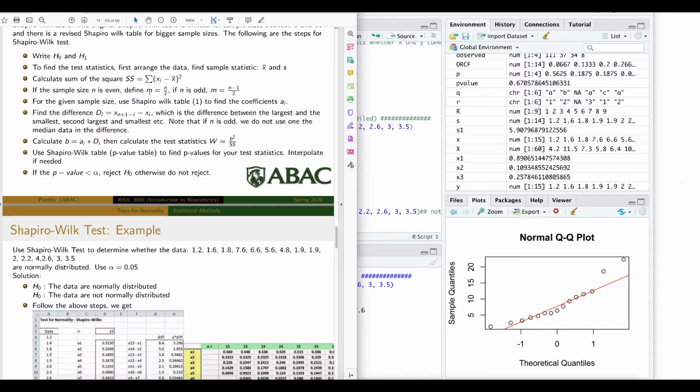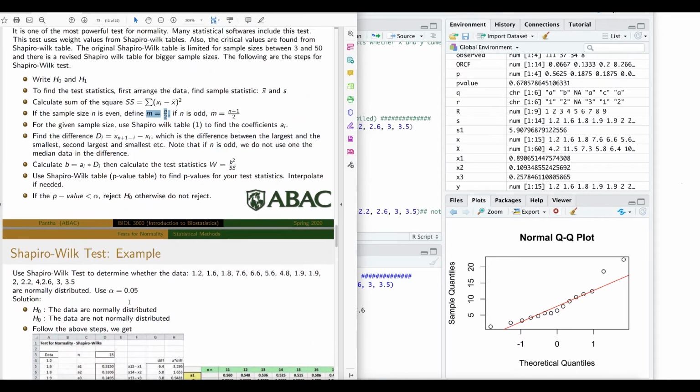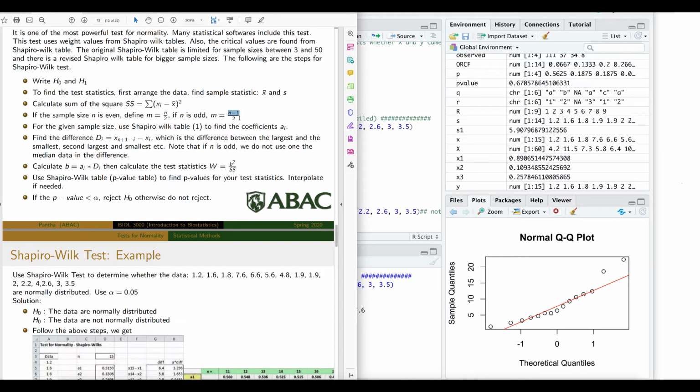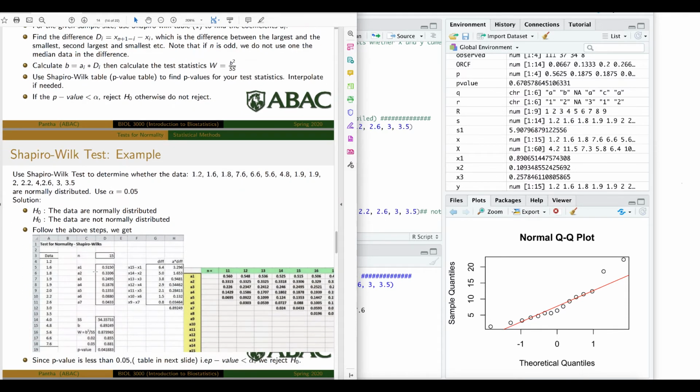But one of the things it is mentioning here is, if there is an even sample size, then you will have that sample size divided by 2 of these ai values. If it is odd, then you will have sample size minus 1, divided by 2. That many, because you see that. In our case, there are 15 data, so 15 minus 1 divided by 2 will be 7, right? So there will be 7 of them, 7 of that difference.